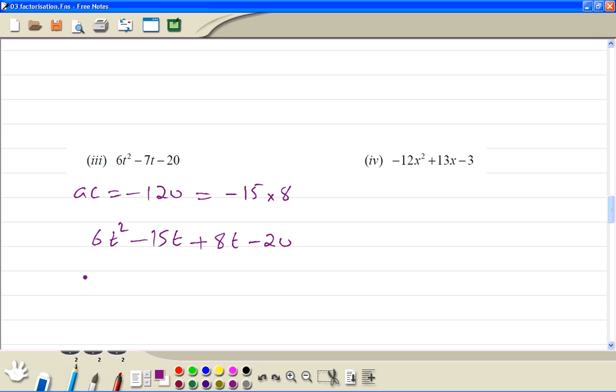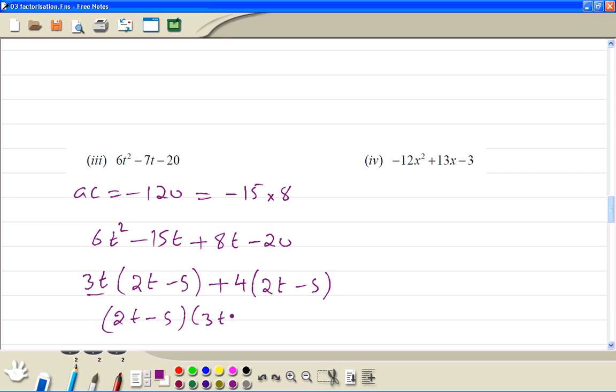So the common factor here is 3t. So we have a 2t minus 5 in the bracket. Here 4 is a common factor, so 2t minus 5 in the bracket. So we have 2t minus 5 times 3t plus 4.